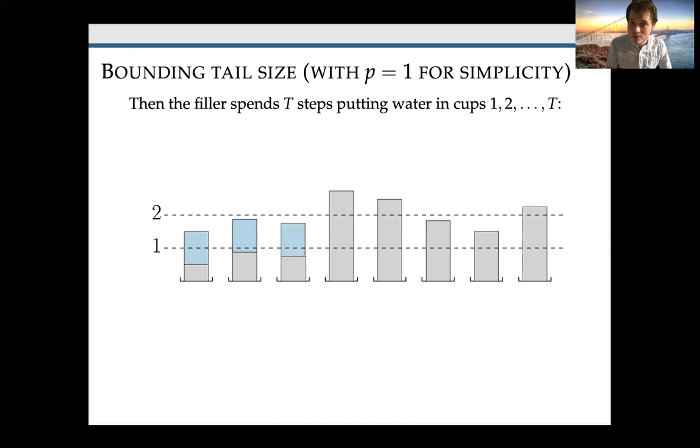So what the filler can do is spend the next T steps placing 1 unit of water into each of the cups 1, 2, up through T. So let's suppose, just for argument, that the filler does that. Then what's the emptier going to do during those steps?